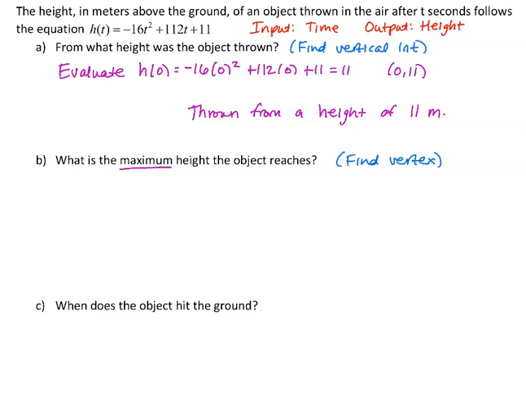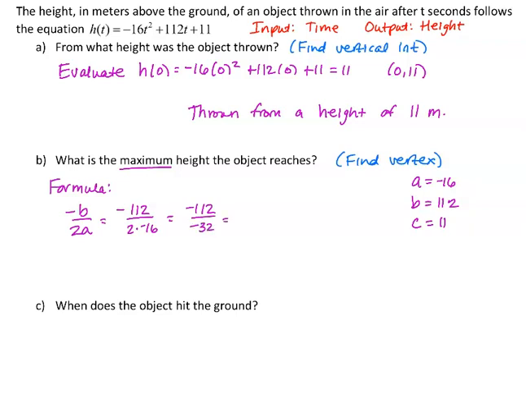We have a formula for finding the vertex for a quadratic function that's in standard form like this. So our vertex formula says that we can find the input coordinate of our vertex by taking the opposite of b all over 2a. So in our equation, a is equal to negative 16, b is 112, and c is equal to 11. So the opposite of 112 all over 2 times negative 16. So negative 112 over negative 32 is 3.5. So that's the input part of our vertex.